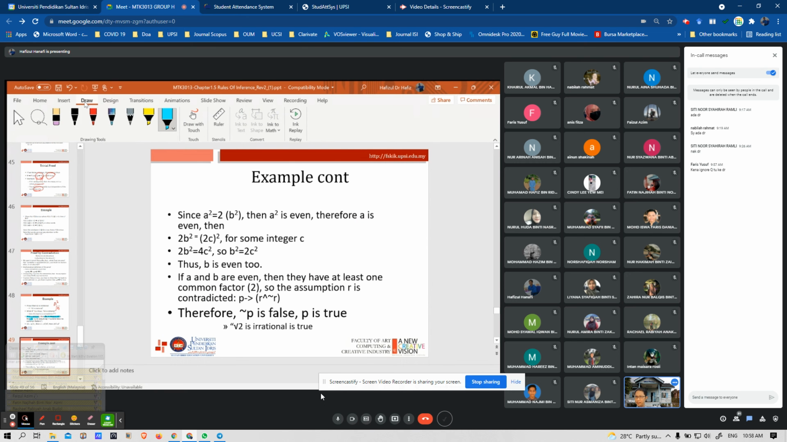Okay, for example, we have a is even, 2 to the power of b2 for some integer c, and then we have b to the power of 2 equal to c to the power of 2. If a and b are even, so they have at least one common factor. At least one common factor. So the assumption is contradicted. Therefore, negation of P is false, P is true. So the square root of 2 is irrational, it is true.